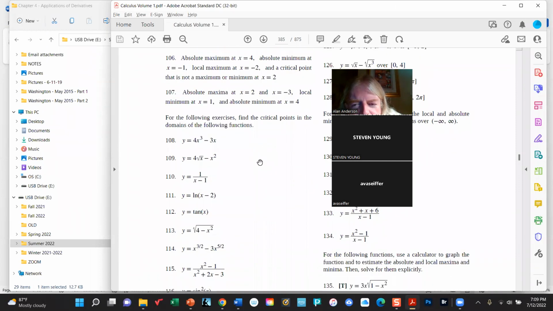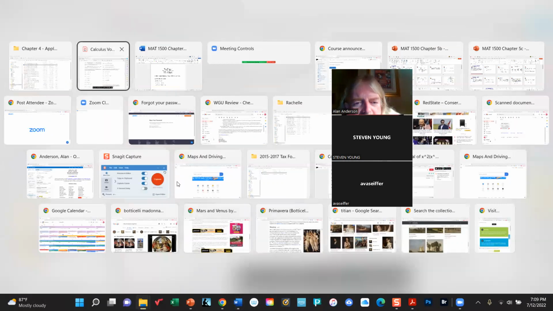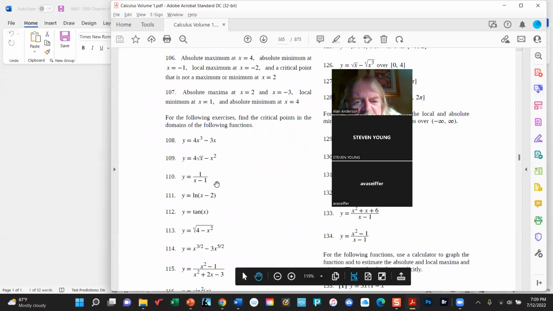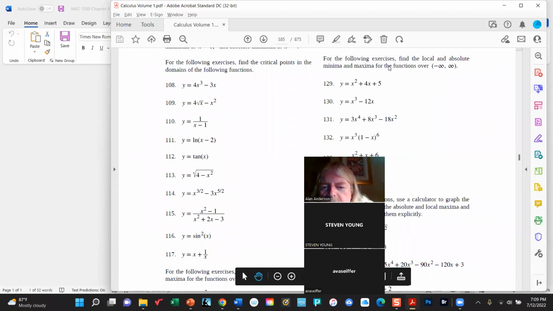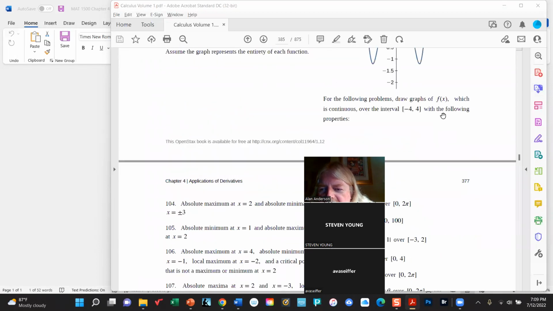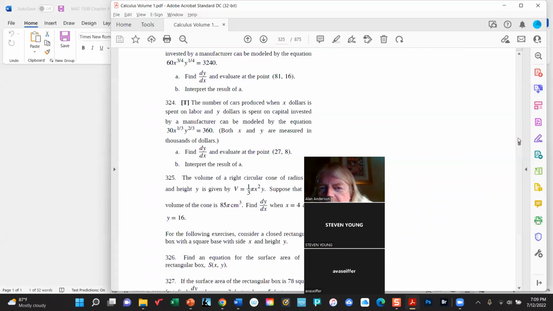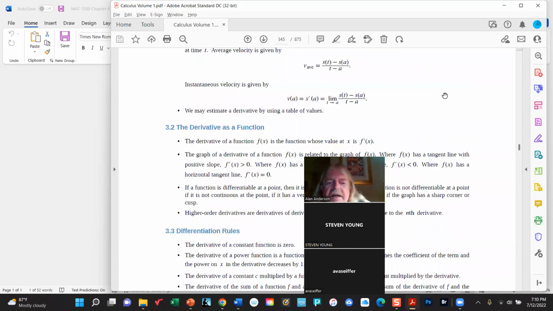So here you're looking for critical points. Yeah, that looks more like it. And then over here, you're finding the local and absolute maximum and minimum. Yeah, okay. So this is 377. It's obviously a dumb typo. 337 is right here. Oh, yeah, there's no way.